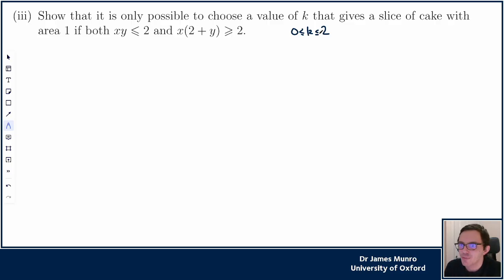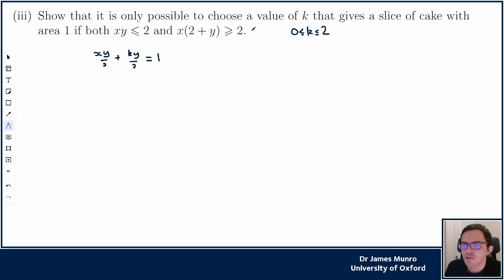We're looking for a slice of cake with area 1. We know a formula for this, don't we? xy over 2 plus ky over 2 is equal to 1. We're no longer saying that k has to be the number 1. We're looking at a range of values, choices of k. But we would like this to work out. We would like k to be between 0 and 2.